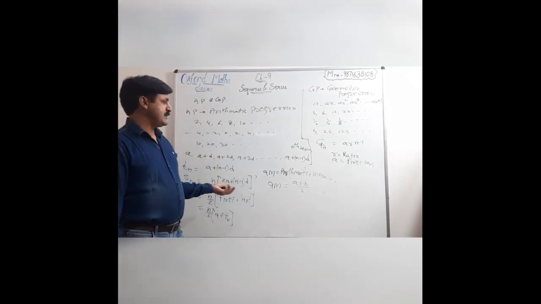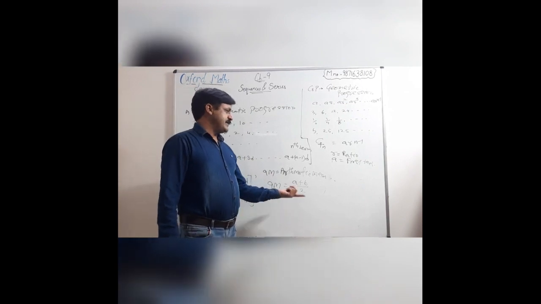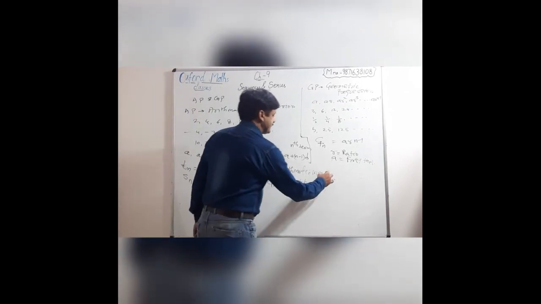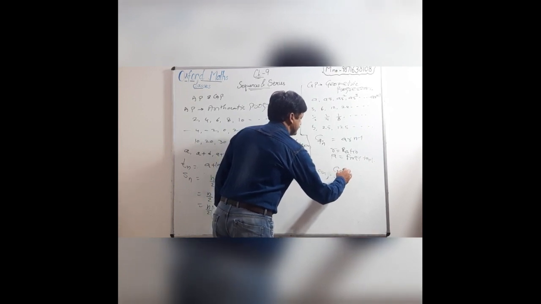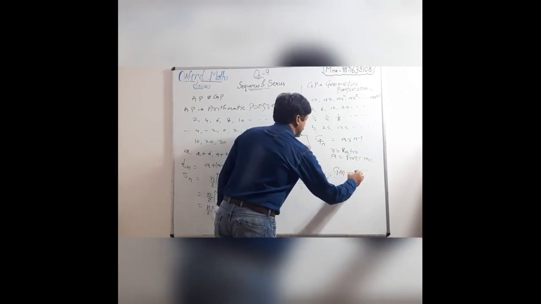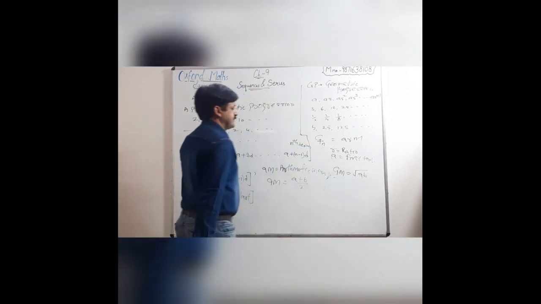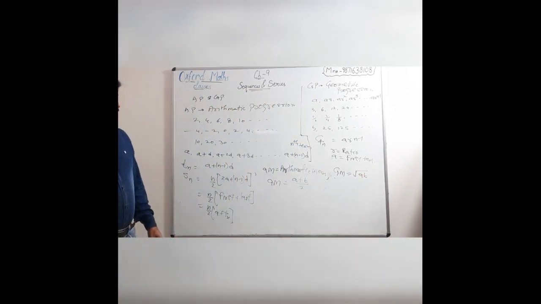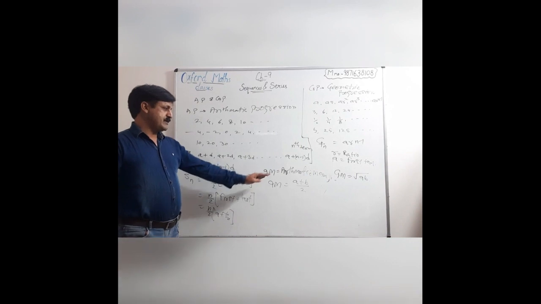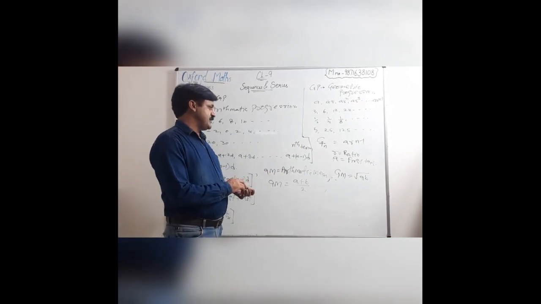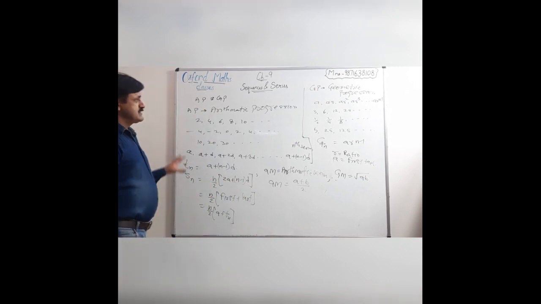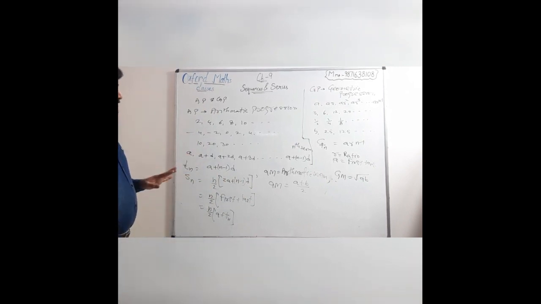To find the mean of two numbers, sum the numbers and divide by 2, which is called AM. And GM, that is geometrical mean. GM is equal to under root of ab. AM is a plus b by 2 and GM is under root of ab. So this is the sequence and series.